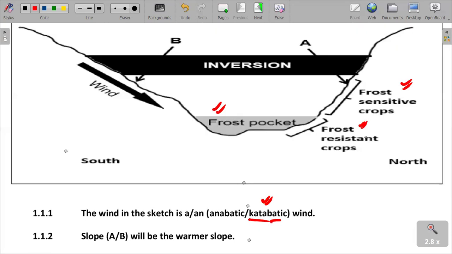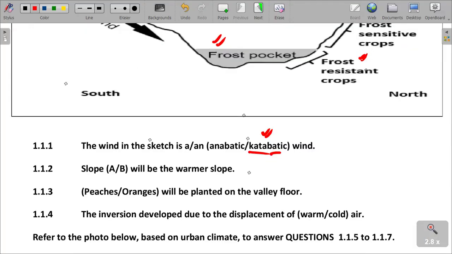As you can see there at A, we have got frost sensitive crops and so forth. It means this is a cold slope. So B is the one that is warmer. As you can see there, B is the warmer slope, which we are given there.